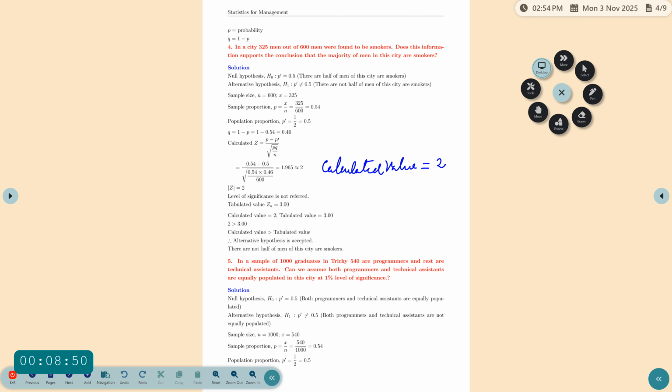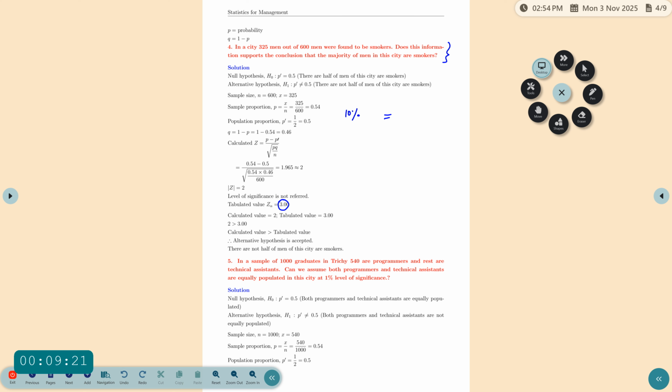To find the tabulated value, this is a large sample. Now the level of significance: if you look into the problem, no level of significance is mentioned. In such a case, for a large sample, we have to use the value 3, as I have already informed you for a large sample. The level of significance is 10%.